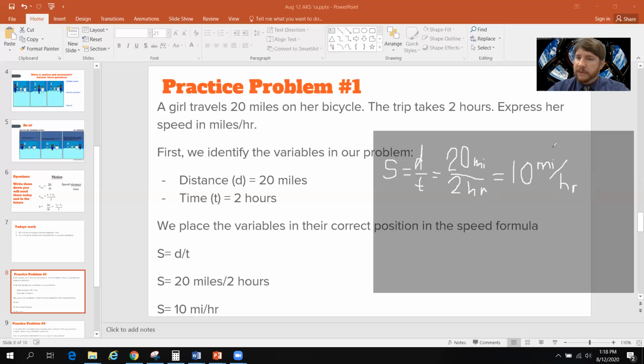So if you look where it says miles per hour here, it's really a division problem by itself. It's like a fraction, miles over hours. And that's what we did. We did 20 miles over 2 hours. And so we got 10 miles divided by hours, or 10 miles per hour, excuse me. All right, so that's all for that one. That one's pretty simple. Like I said, speed problems like this are always pretty easy.